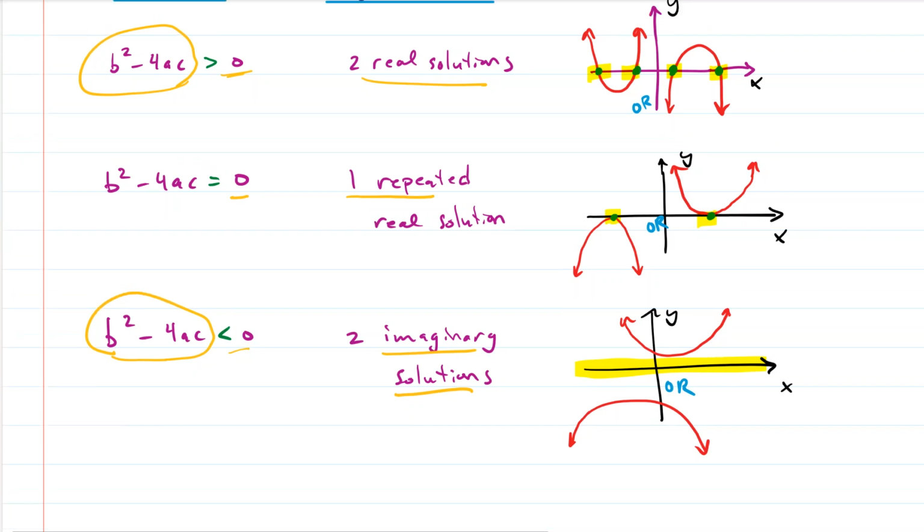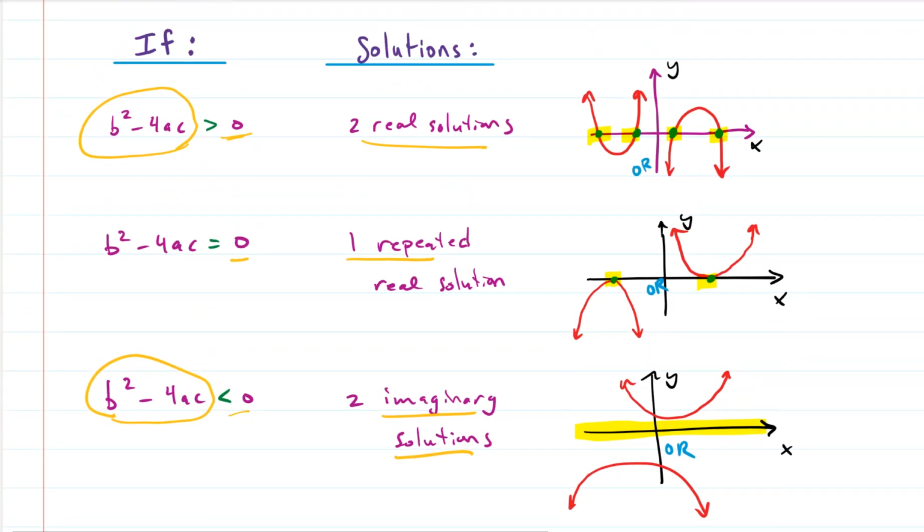So the discriminant really tells us a couple things. One, it tells us how many solutions, 2, 1, or 0, if you're talking real solutions, or if you have two imaginary solutions. So it tells you how many, and it tells you what kind they are. Are they real, or are they imaginary? So it's kind of cool. The discriminant tells us quite a bit.